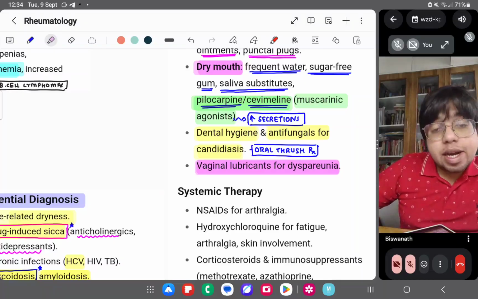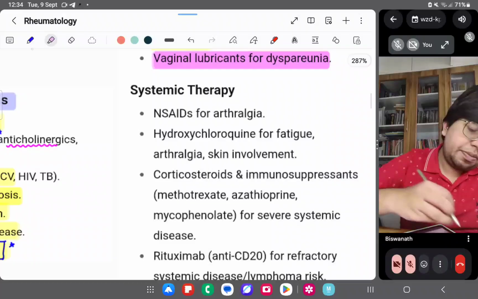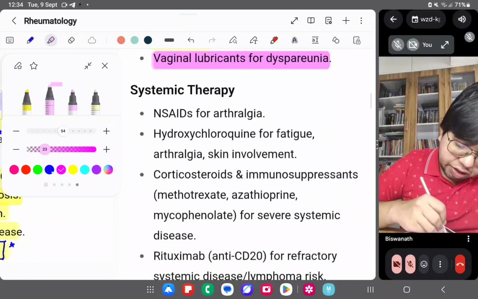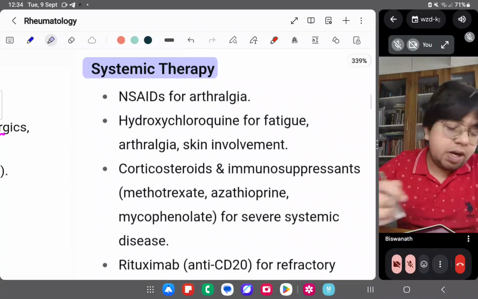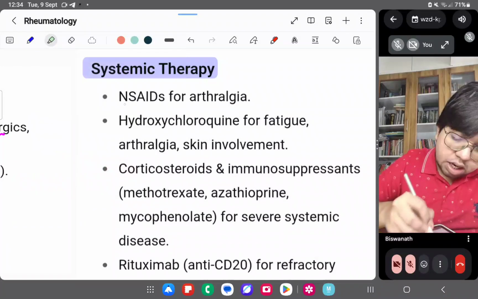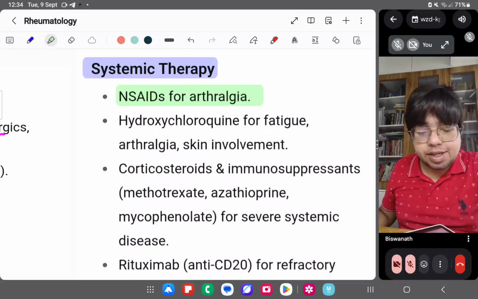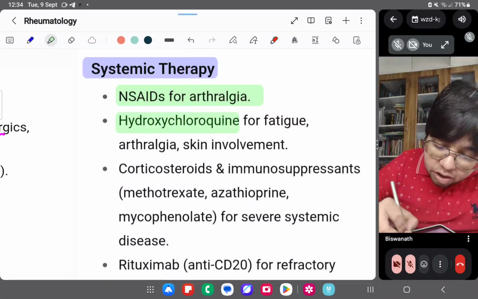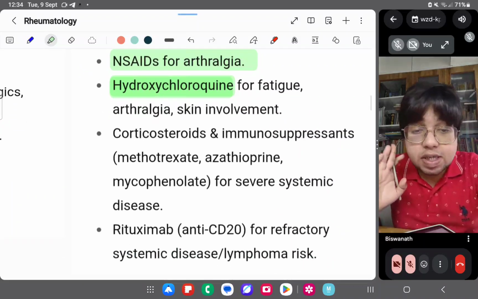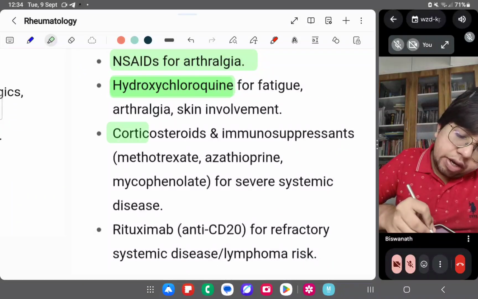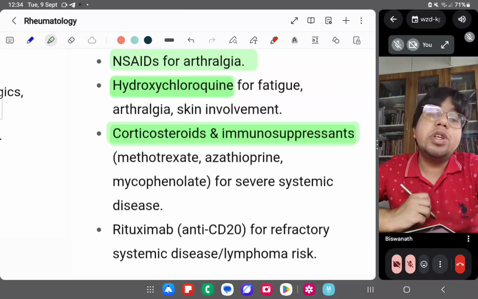We have some extra glandular Sjogren's, life-threatening, you can say, manifestations, and systemic therapy. We have arthralgia. What can you give for arthralgia? NSAIDs for arthralgia. You can give hydroxychloroquine for fatigue and skin involvement. You can also use corticosteroids and immunosuppressants.